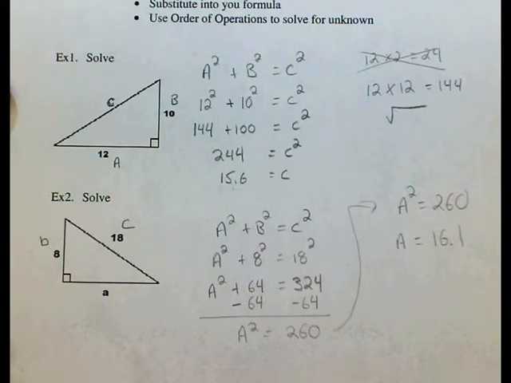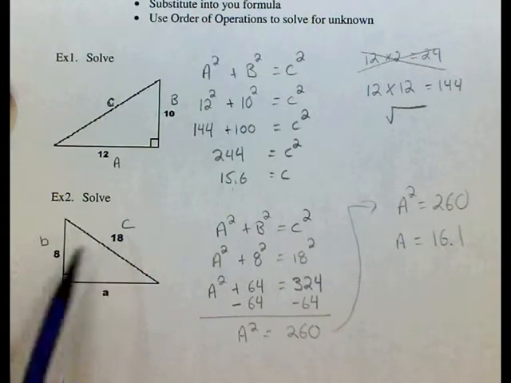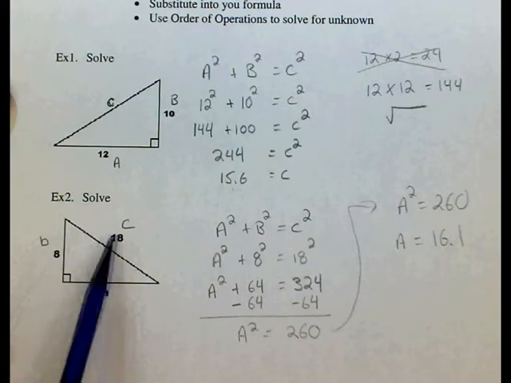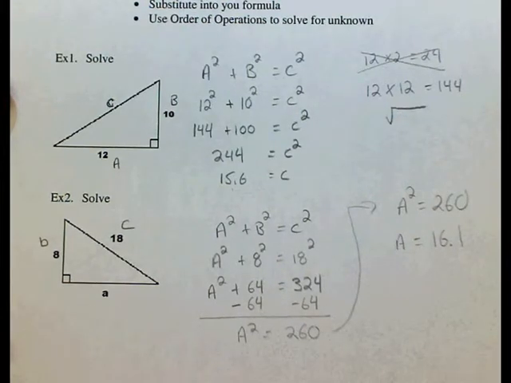Let's do that quick check again. I know my C has to be longest, 18. 18 is longer than A. 18 is longer than 16.1. So I'm on the right track.